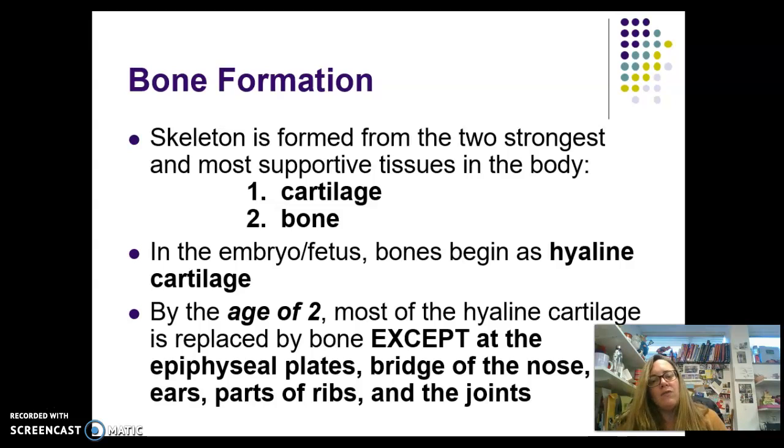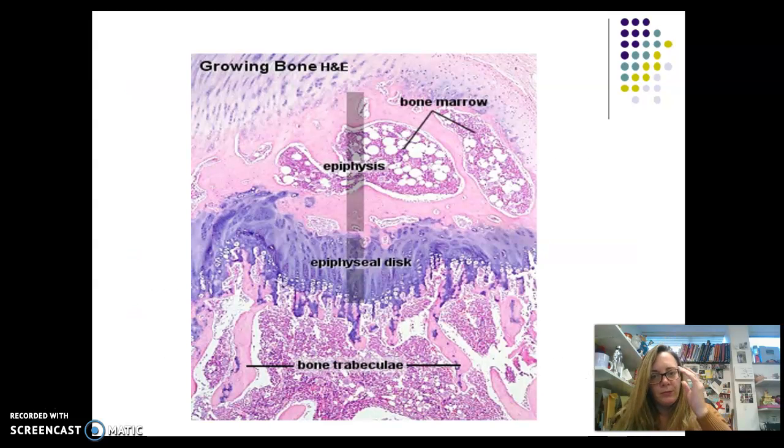By age 2, most of the process of ossification has occurred, with exceptions of a few places, which are the epiphyseal plates, those are the growth plates at the ends of our long bones, the bridge of our nose, ears, the cartilage that attaches our ribs to our sternum, and our joints.